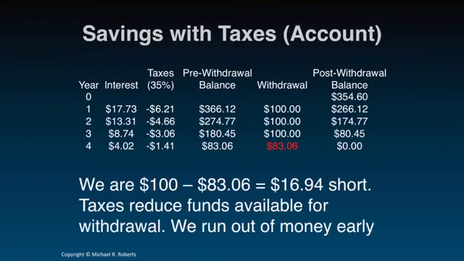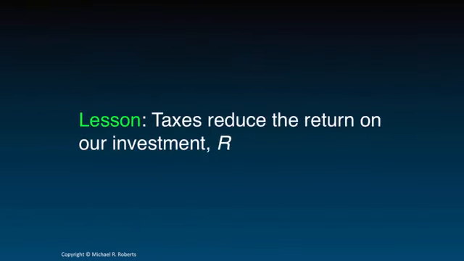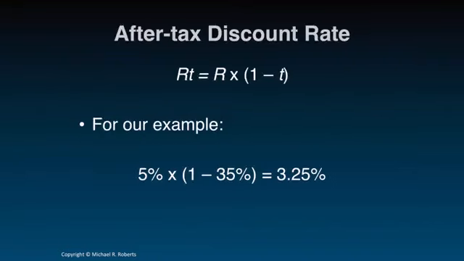So on net, we're $16.94 short. The taxes are reducing the funds available for withdrawal. We're running out of money early. So the lesson here is that taxes reduce the return on our investment, the dollar return on our investment. And one way to account for that is an after-tax discount rate. I'll call it RT. And that equals our usual discount rate times 1 minus the tax rate.